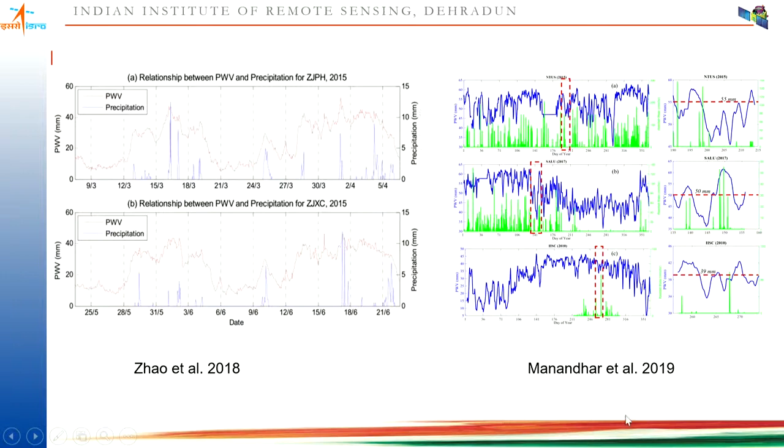Similarly, there is one more study, done by Manandhar et al. 2019. If you see the latest, it was there. They have also done the correlation between the PWV and the rainfall. So we can utilize this PWV for various atmospheric studies like numerical predictions, rainfall studies, and other things. Till now we have been seeing GPS only as providing positions. Apart from that, it is useful for other parameters also.